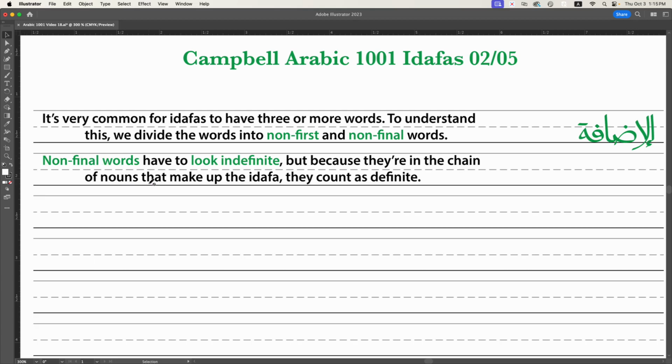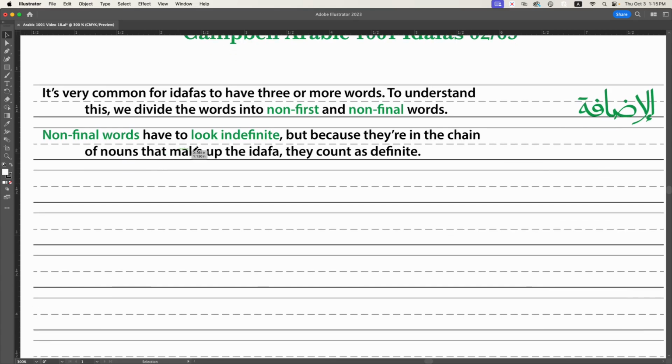We'll start with non-final words here because they're a little bit easier. They have to look indefinite, but because they're in the chain of nouns that make up the idafa, they count as definite, and we'll see there's a couple of exceptions to this as we go.